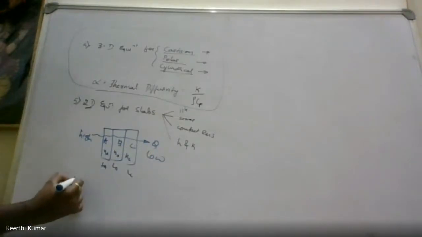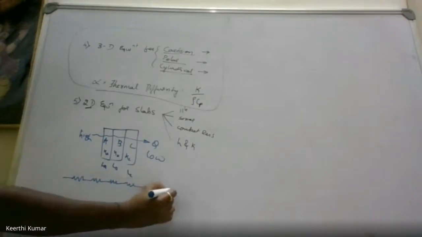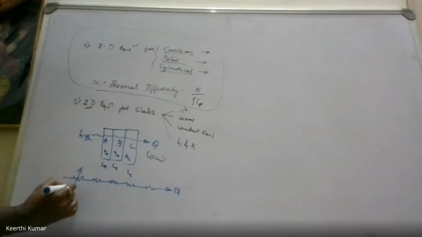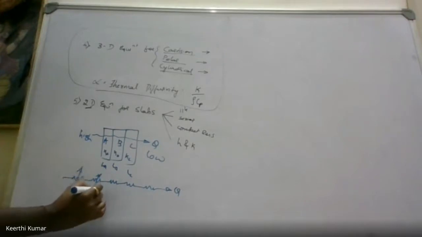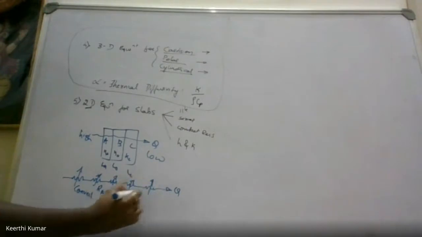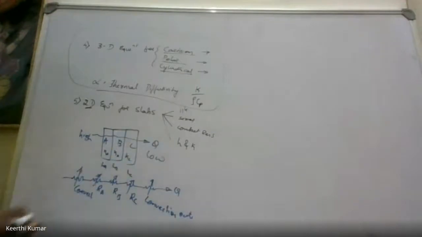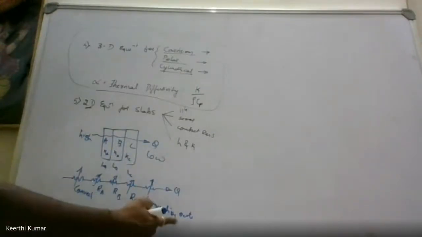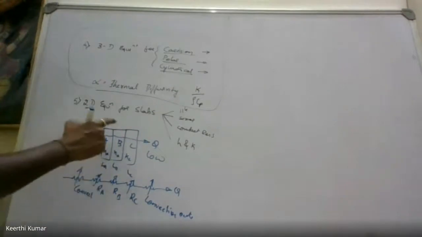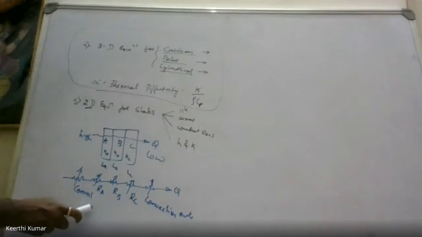What is that? Second resistance, third, fourth, fifth, and Q. That means this is resistance due to convection. Resistance due to A, RA, RB, RC. Then again convection outside. Okay, resistance due to convection inside, convection outside, RA, RB, RC. So I am rewriting this figure in the form of electrical analogy. This is also important. He has asked in many questions. He has asked you to write on the electrical analogy.